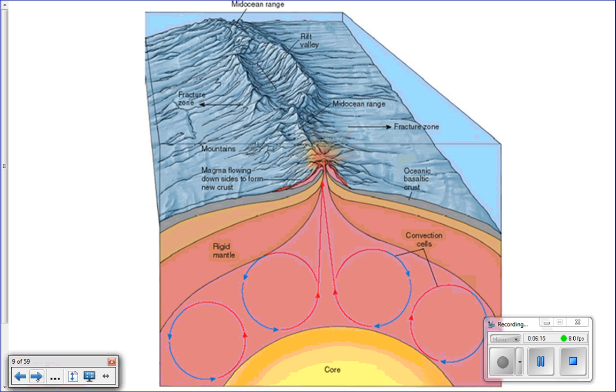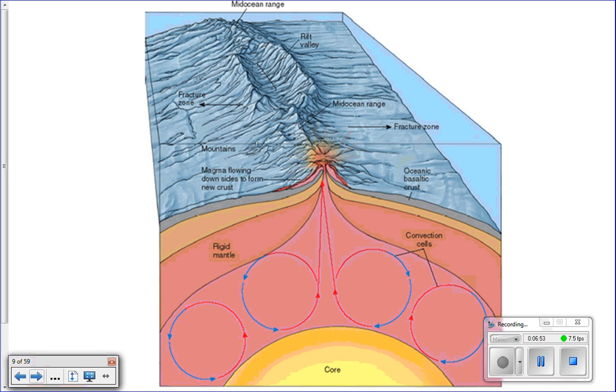So here's a convection current. The core of the Earth is super, super hot, hotter than the crust. When you heat something up, does it become more dense or less dense? Less dense. And if something is less dense, does it go above or below things that are more dense? Above. So you have magma down by the core that gets heated up, becomes less dense, and rises through the mantle up towards the crust.